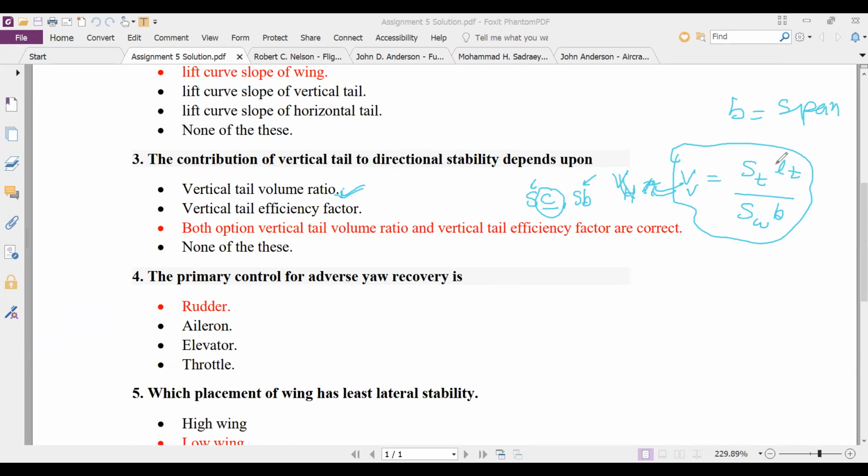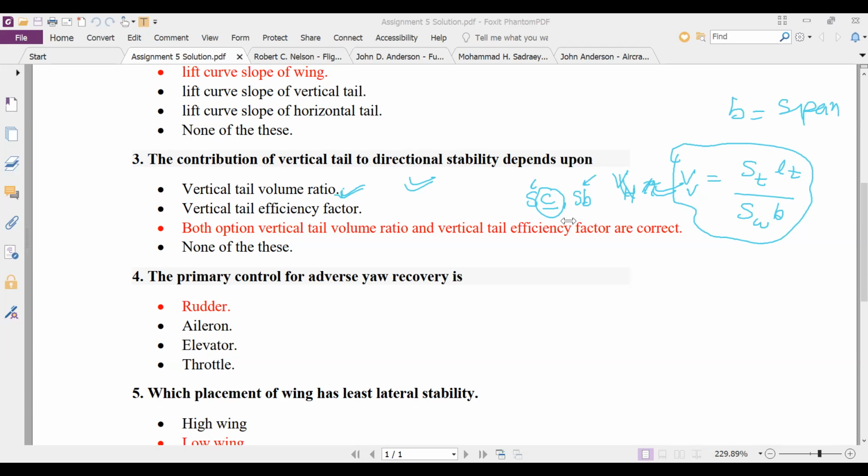So it's wingspan. And if you guys have attended the previous session that we had, you can answer this question directly. So what I'll do is I'll go to that slide, that PPT I made for the last session, and I'll show you how directional stability depends upon vertical tail volume ratio and vertical tail efficiency factor. So before I go there, I want to understand what is vertical tail efficiency factor from you people. What is vertical tail efficiency factor? If anyone can answer.